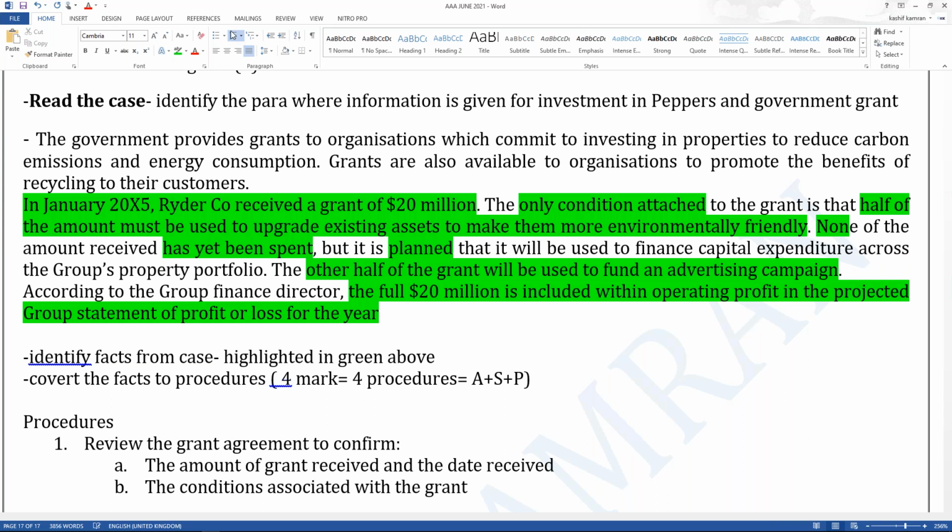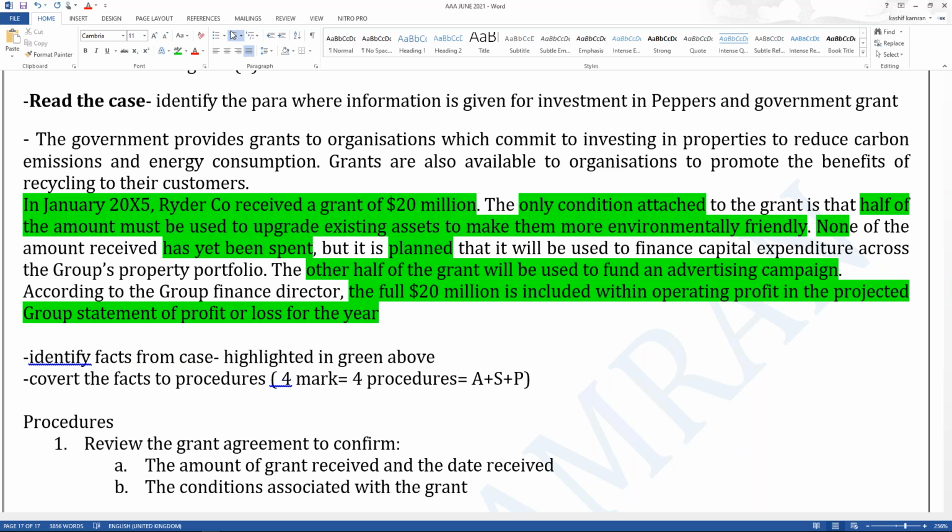Now, a lot of the time students make 2 procedures in the exam paper. Review the grant agreement to confirm the amount of grant and the date of grant. And the second procedure, review the grant agreement to confirm the conditions associated with the grant. No, you can save your time. You make 1 procedure with 2 reasons. You will get 2 marks in the exam paper. This is a time saving technique rather than writing review the grant agreement 2 times.